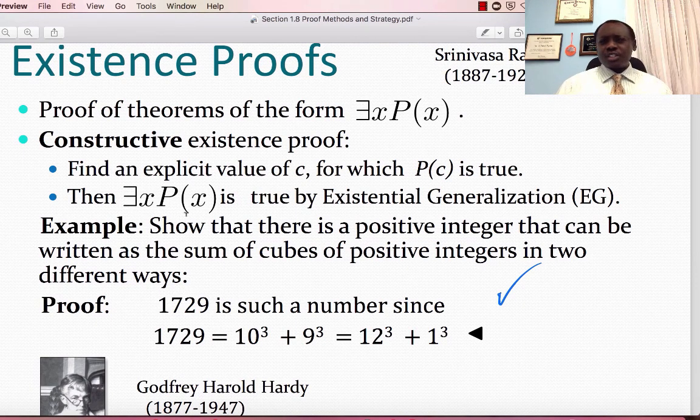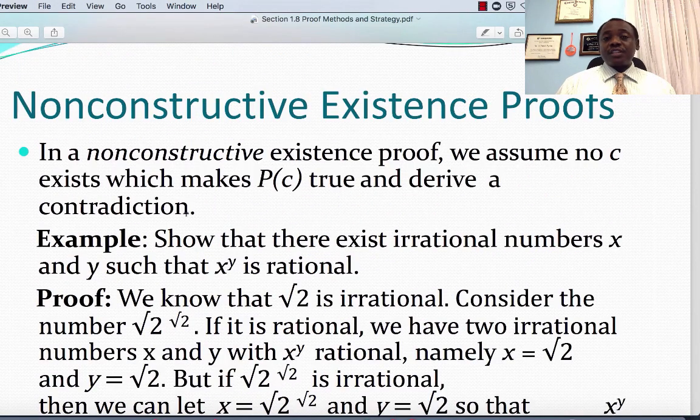What about non-constructive proofs? So for non-constructive existence proofs, as I mentioned before, we prove that there exists a value or values that work without any reasonable doubt, but at the same time, we do not actually point our fingers to any particular value. Example, show that there exist irrational numbers x and y such that x raised to the power y is rational. X is irrational, y is irrational, but x raised to the power y is rational.